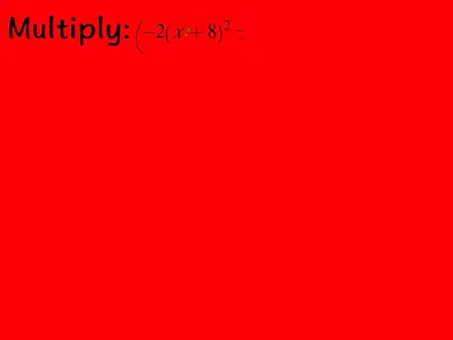If we had something like this, where we had parentheses around the negative 2 times x plus 8, and then the squared, then we would have to worry about squaring the negative 2. But because our original problem just had the x plus 8 being squared, that's the only thing we have to worry about. So we're going to keep the negative 2 out front, but then we're going to write x plus 8 two times.